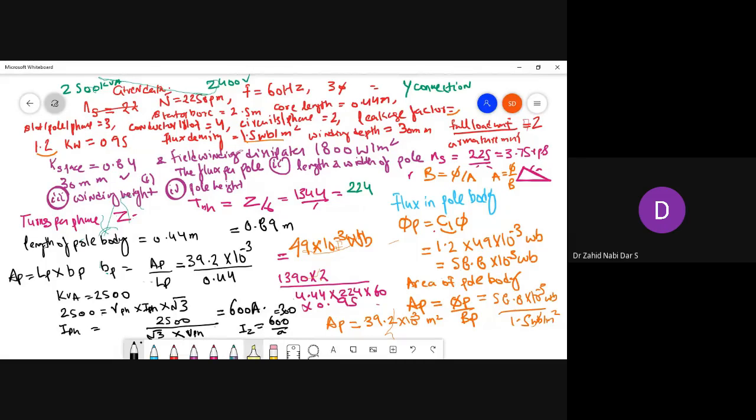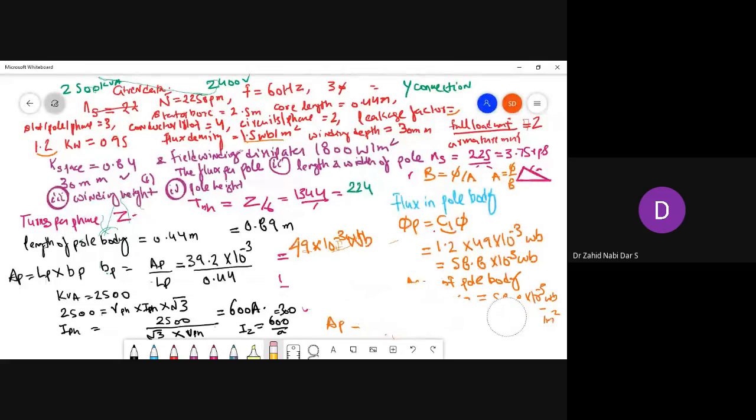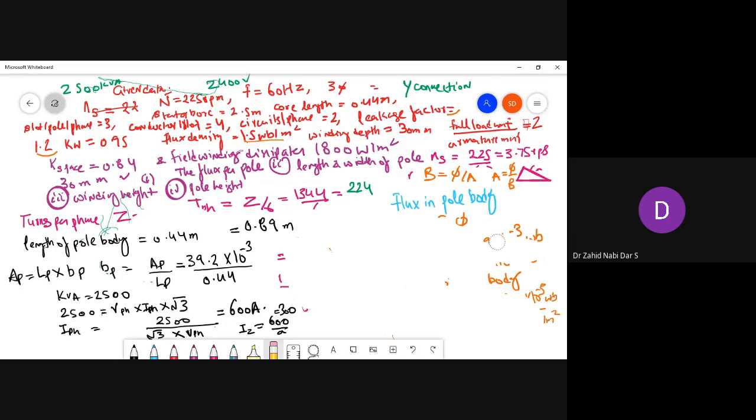Now let's rub this side. That was 1390 over there, V phase. 1390, one three nine zero, that side. Now we have rubbed this side.